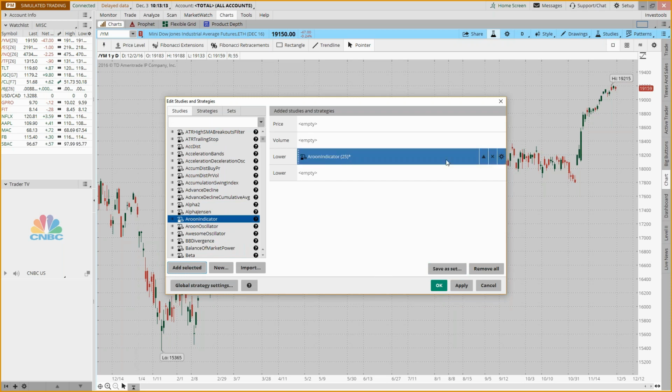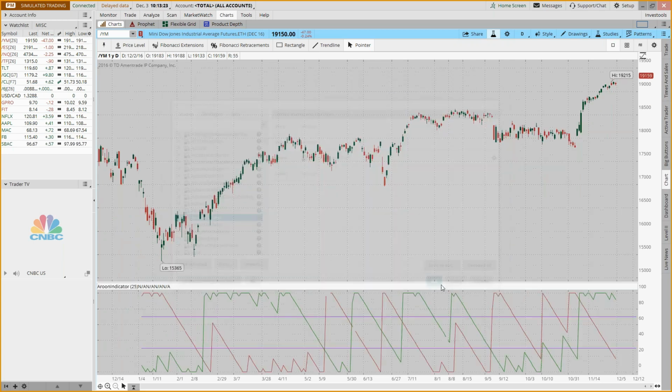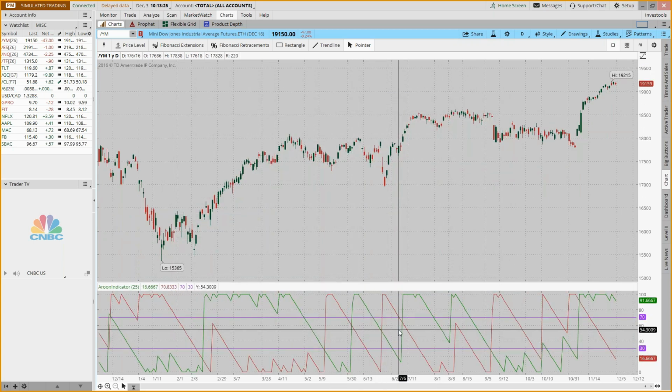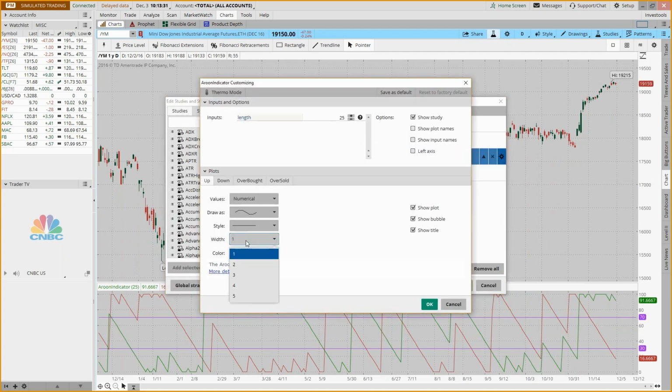Now you'll see here that the setting is defaulted to 25 periods. You can obviously change this, but that is the default on the Aroon indicator. And it looks like this. Okay, let me go back in and thicken this up a little, actually, so you can see this, and then I'll describe this in a little more detail.